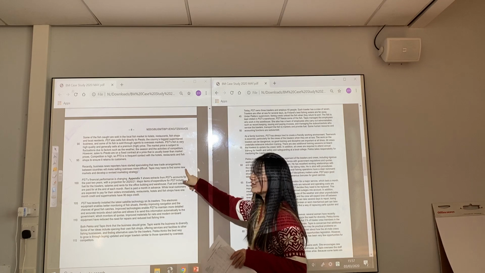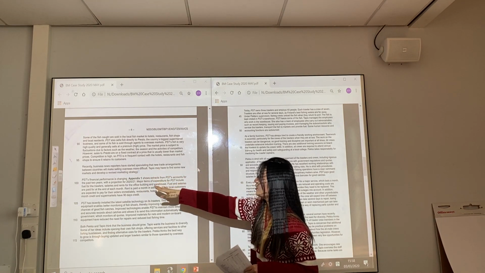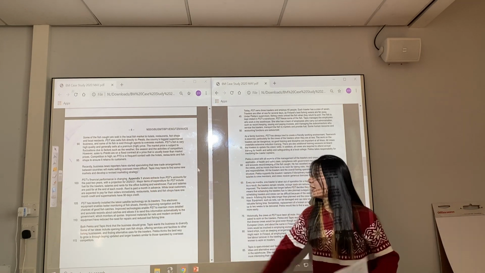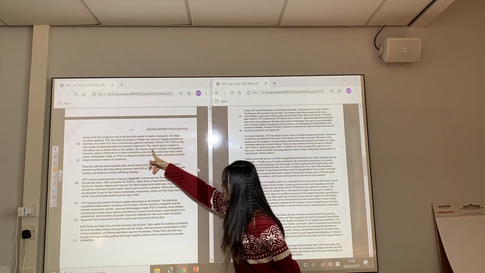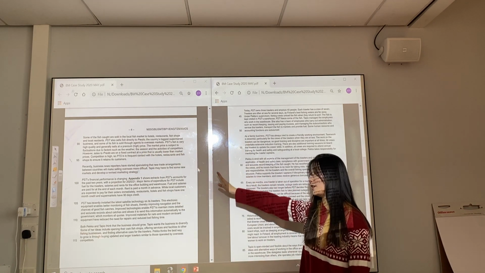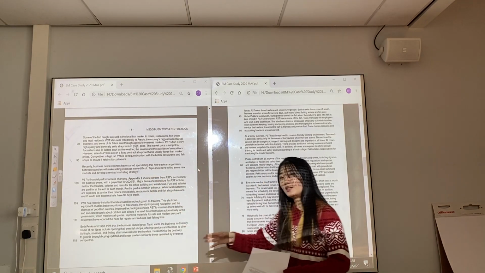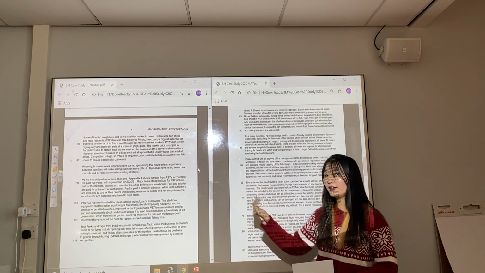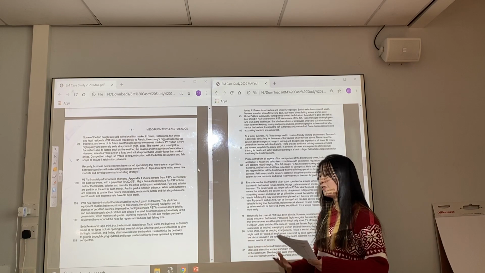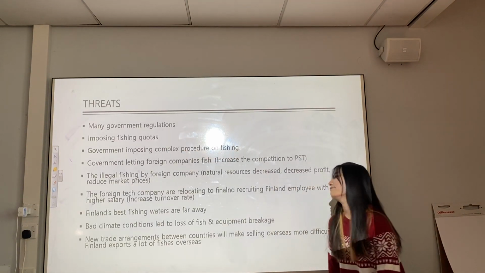And the real last point is the new trade agreements between countries. New trade arrangements between countries will make selling overseas more difficult. Like I said before, selling to agents in an overseas market is one of the distribution channels of PST, on which they rely for their income. The fact that this is going to become more difficult means one pathway where they generate profit is going to close down or become more narrow, which is a definite threat to the business. So overall, a summary of our threats would be that.